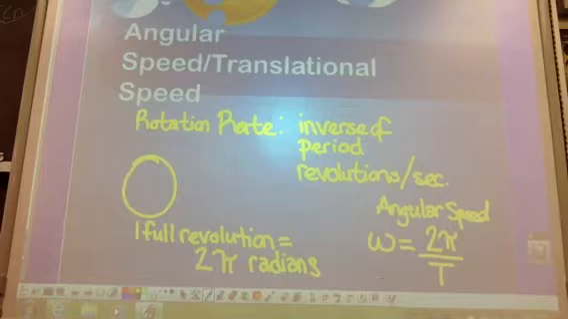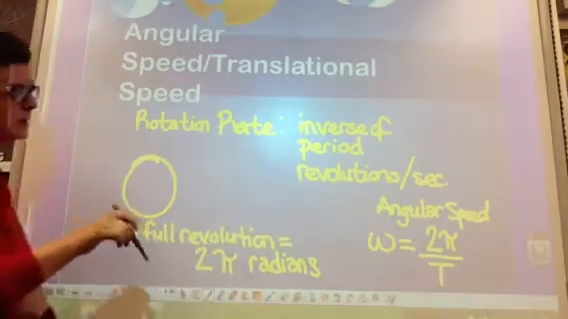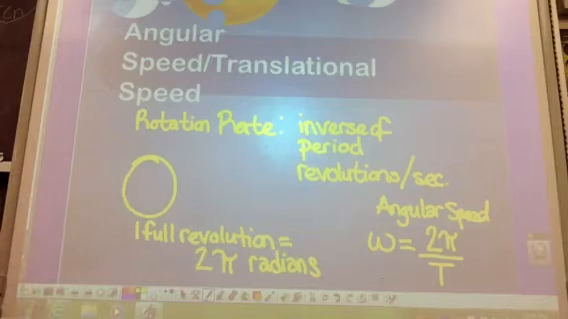We now are going to talk about angular speed and translational speed. So we last said that period is equal to 2 pi r over v, over that velocity. Maybe we don't have to think of period. We could also think of something called rotation rate, which is just the inverse of period, and would be measured in revolutions per second.